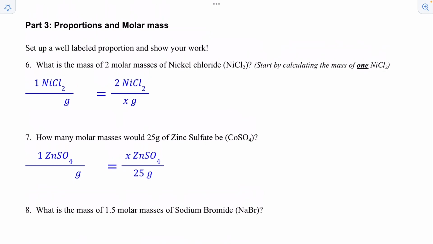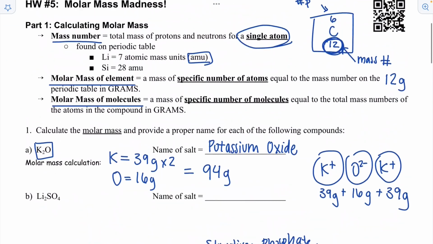2 molar masses would be nickel chloride twice. So you'll need to calculate the molar mass of 1 nickel chloride so you can calculate the molar mass of 2 of them, so on and so forth. All right, good luck.